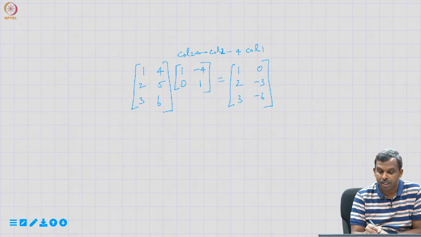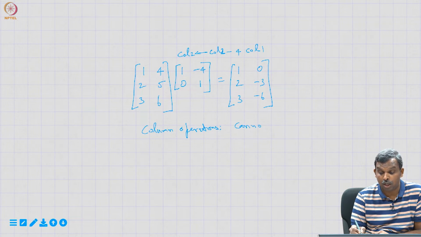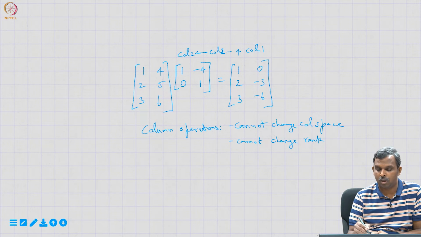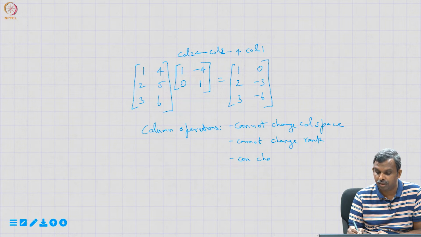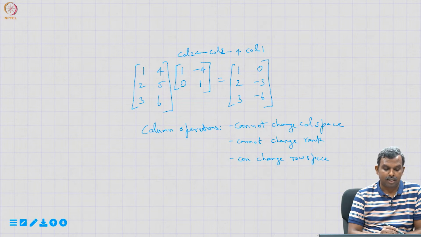So now what can column operations do? Column operations cannot change the column space, right? They cannot change rank, right? Row rank, column rank, whatever, but they can change the row space. This was maybe not a very good example to show you why they can change the row space, but they can. Just by the same argument I gave for the column space before. Okay, so that's how column operations work.